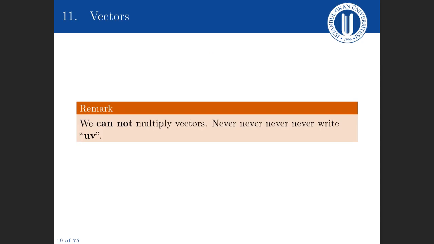Great, but can we multiply two vectors together? The answer is no, we cannot multiply vectors. Please don't write uv anywhere in your work, because that doesn't mean anything. It's not possible to multiply two vectors together.